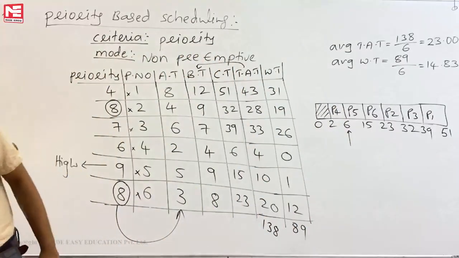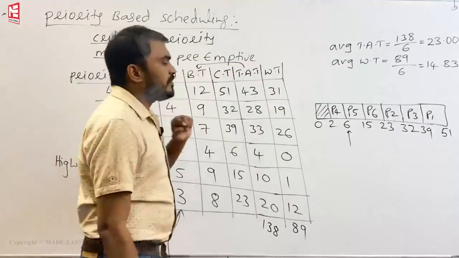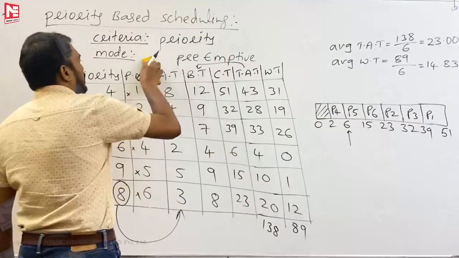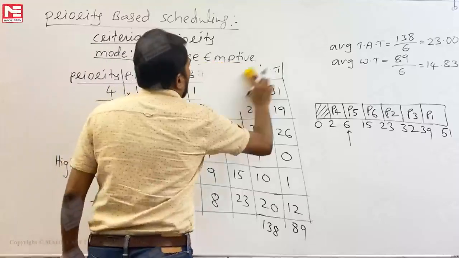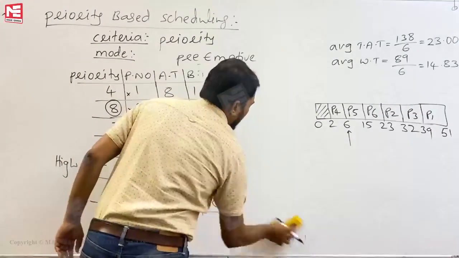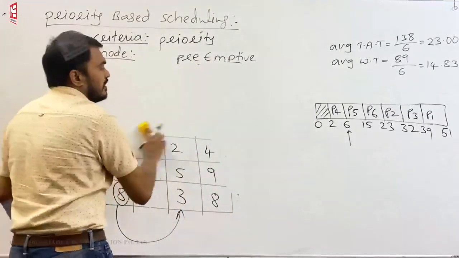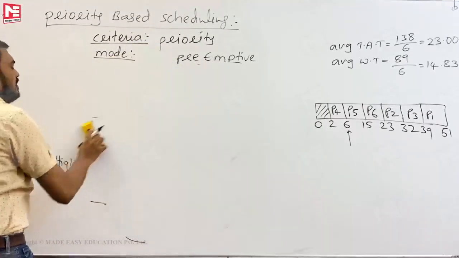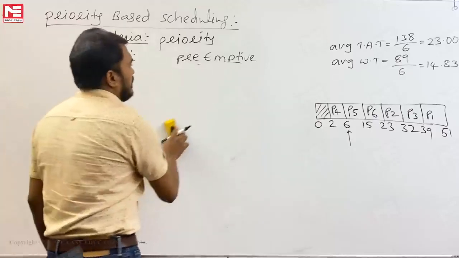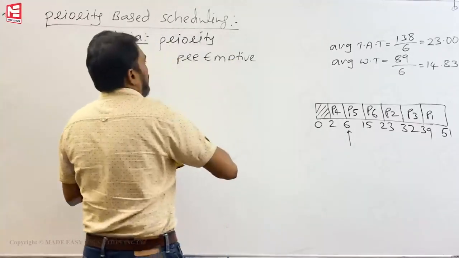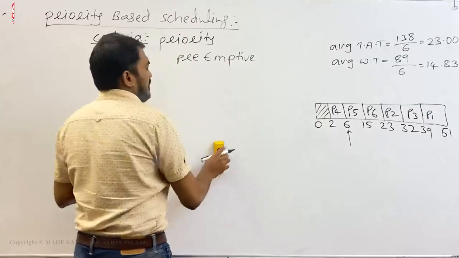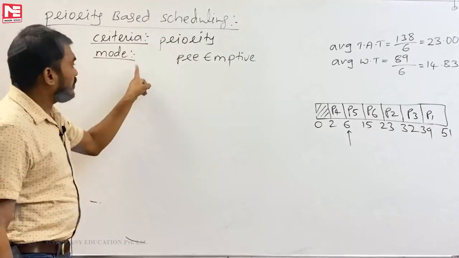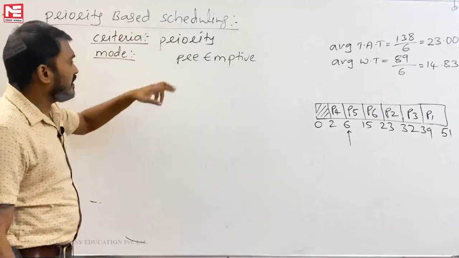Now remember, this is simple, we discussed the non-preemptive priority. So I am changing the mode of the algorithm to preemptive priority. Okay, note down. Next, put the heading preemptive priority. So same thing, priority based scheduling and the mode I am changing to preemptive. Criteria is priority but mode is preemptive. So again keep the heading once again.